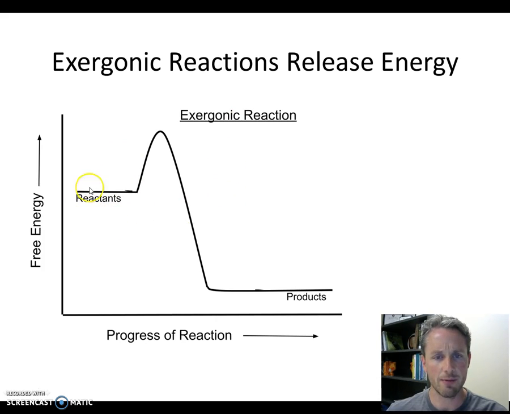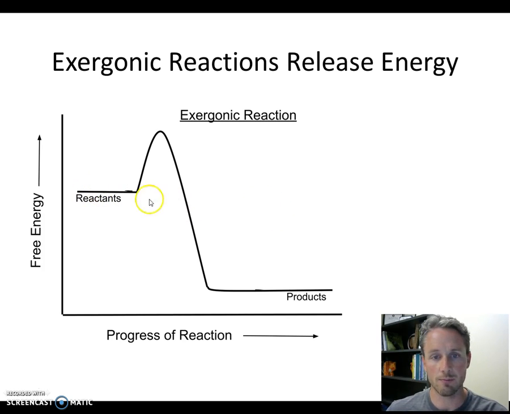Here our graph begins with some reactants. Their placement on this graph indicates how much energy they have. They're a little bit up the axis here. That means they have some energy in them. As we proceed from left to right, that indicates what's going on during our chemical reaction.